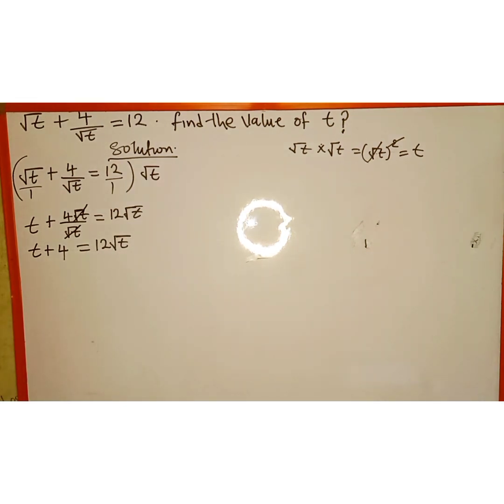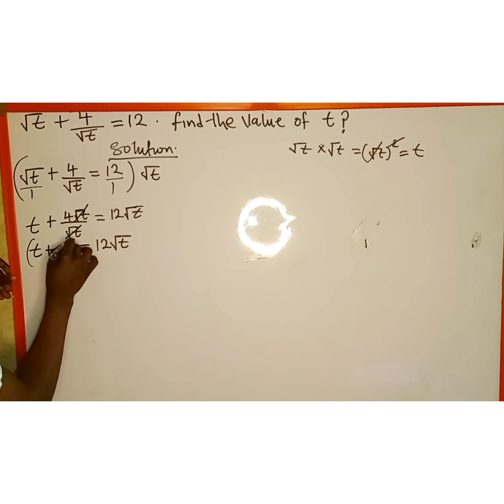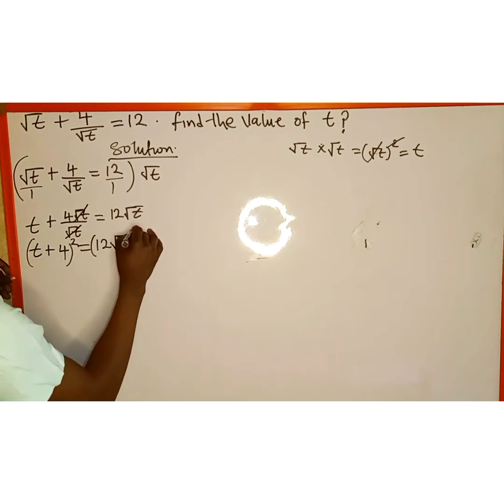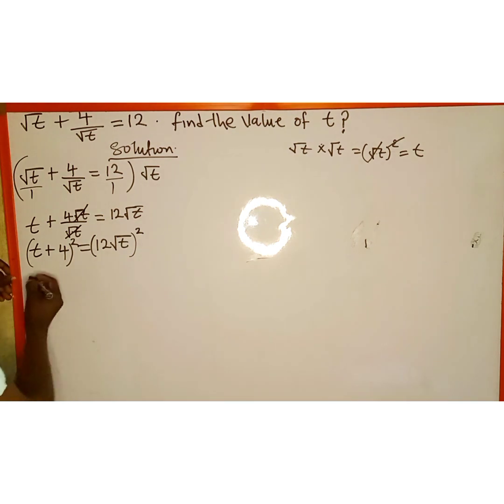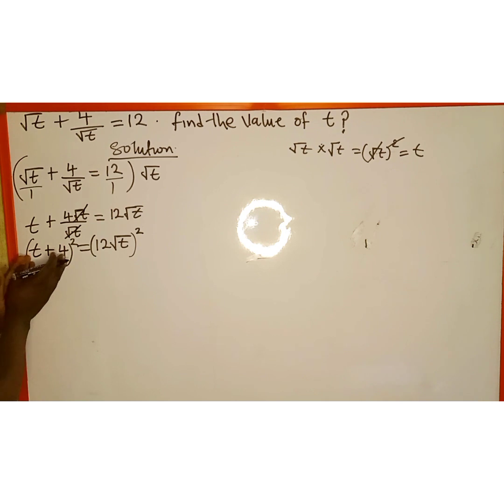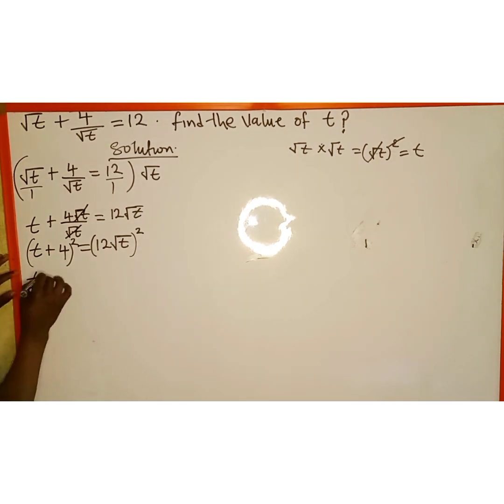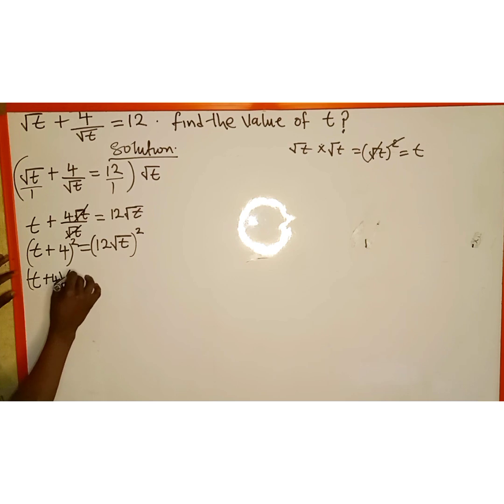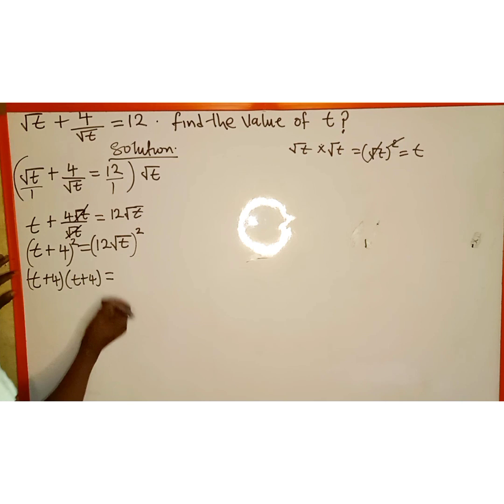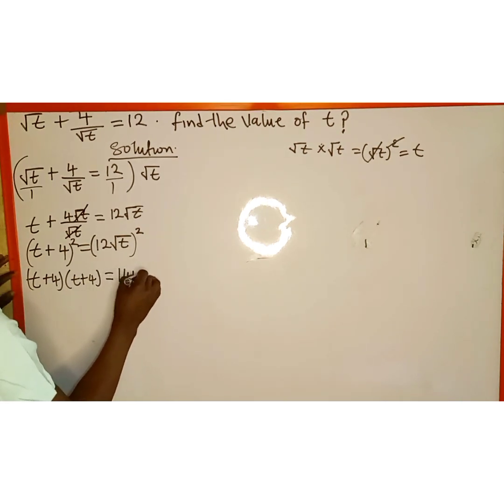So what are we going to do next? Since we have a root here and we are interested in finding the value of t, we are going to square both sides of this equation to eliminate this square root. So we are going to have t plus 4 squared and also 12 multiplied by root t squared. On the left hand side, this t plus 4 squared is the same as writing t plus 4 in two places. So we have t plus 4 multiplied by t plus 4, which is equal to 12 squared, which is 12 times 12, which is equal to 144.